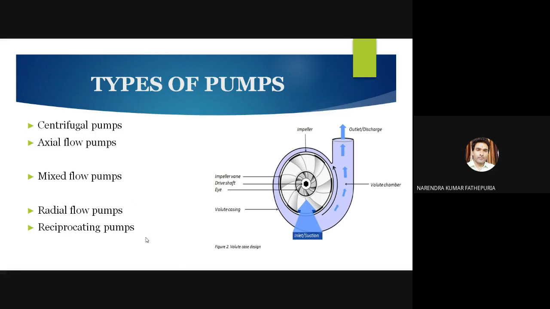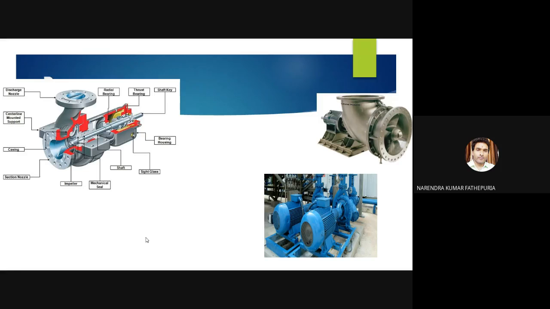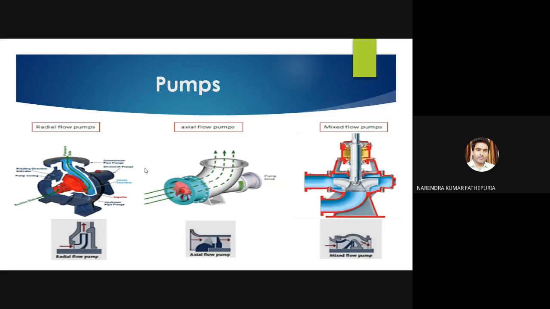These are the types of pump which are frequently used in sewage treatment plants: centrifugal pumps, axial flow pumps, mixed flow pumps, radial flow pumps, and reciprocating pumps. Various designs for the pumps. See, suppose there's a standby mode, two pumps are there, right? Flow rate can be divided. The cross-section view of the centrifugal pumps. There's radial flow pumps, there's axial flow pumps, and mixed flow pumps.